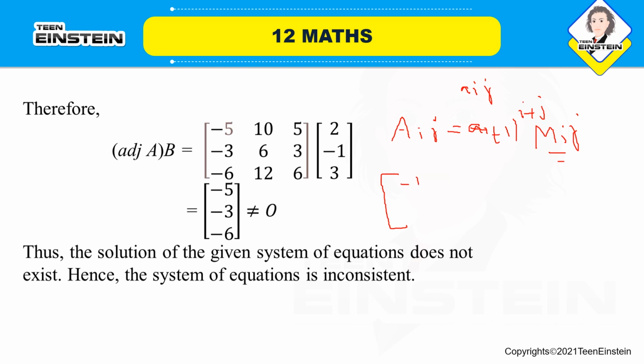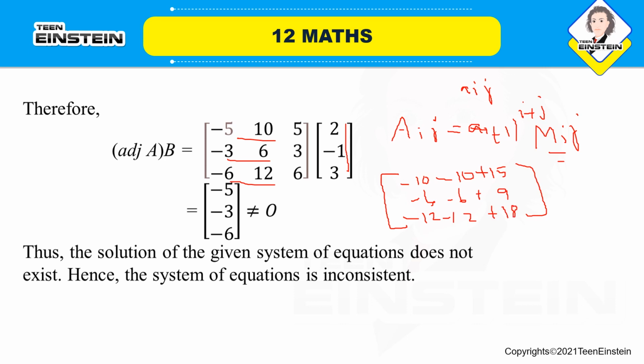So minus 5 into 2, minus 10, 10 into minus 1, minus 10, plus 5 into 3, 15, right? First row, first column, over. Next, second row, first column. So minus 6, minus 6, 6 into minus 1, minus 6, plus 3 into 3, 9. Next, third row, first column. So minus 6 into 2, minus 12, minus 1 into 12, minus 12, plus 6 into 3, 18. Okay, so plus 18. On simplification, what are we getting?